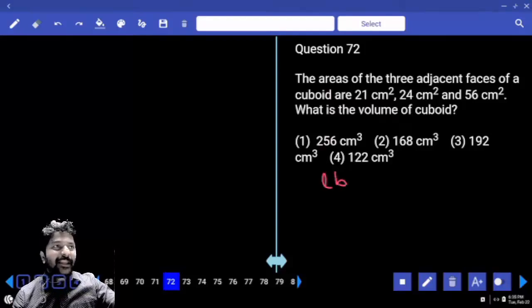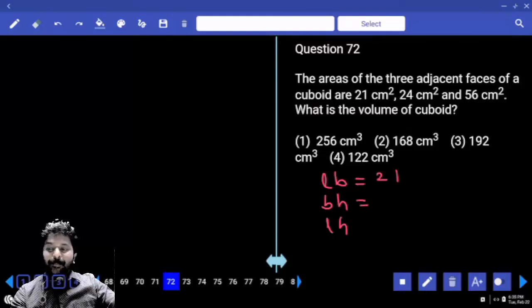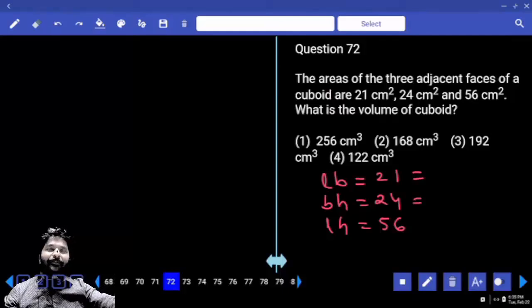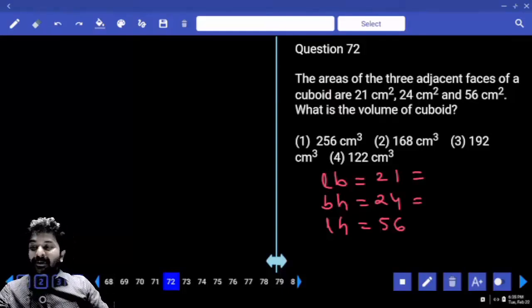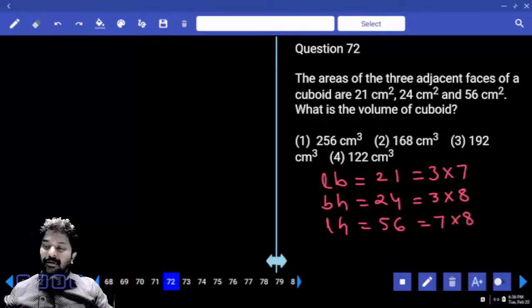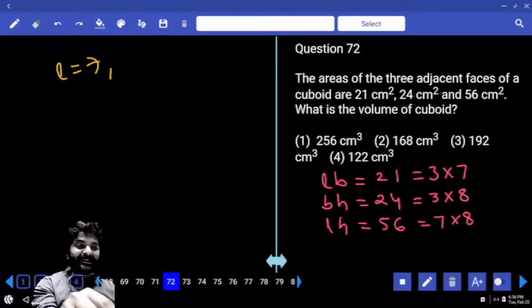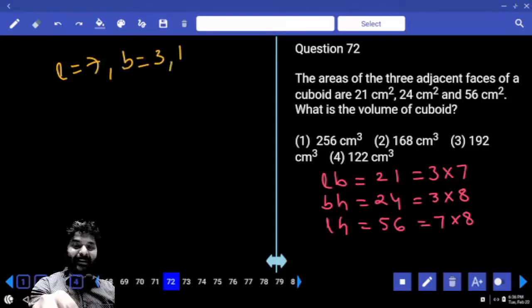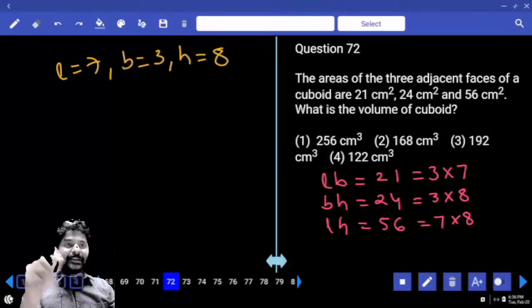Their areas: one is LB, one is BH, and the other is LH. LB is equal to 21, BH is equal to 24, LH is equal to 56. 21 and 24, what is a common factor we have? 3. So this is 3 into 7, this is 3 into 8, and this is 7 into 8. So L is equal to 7, B is equal to 3, H is equal to 8.